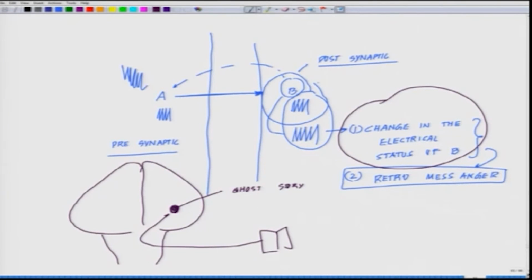Now, this area became potentiated, or become hyper excitable.